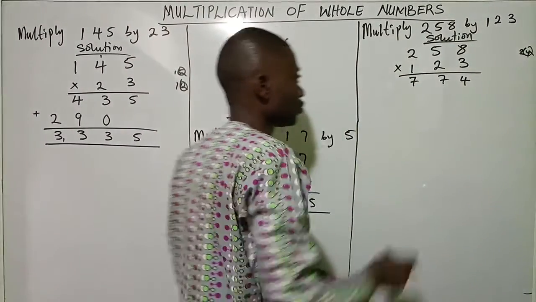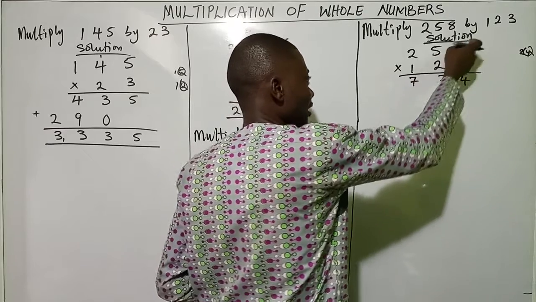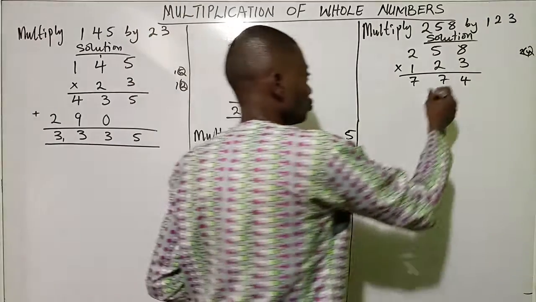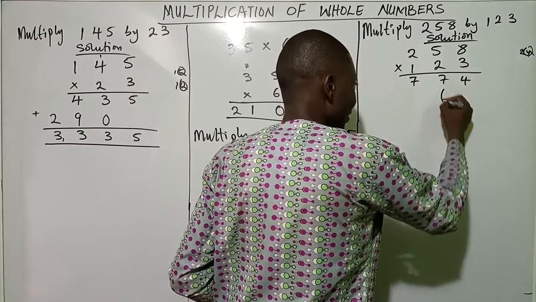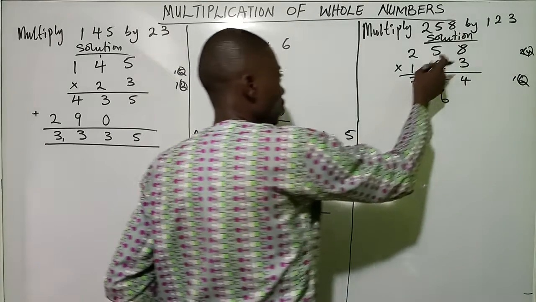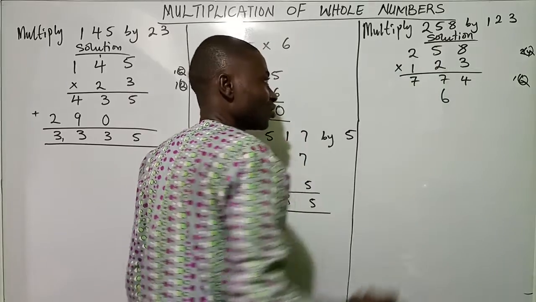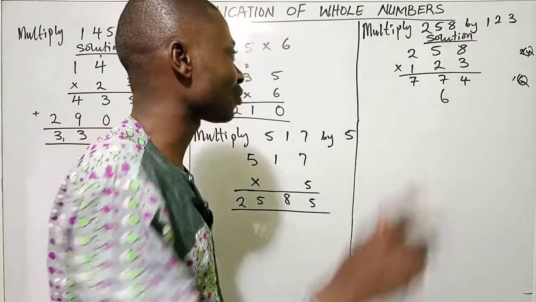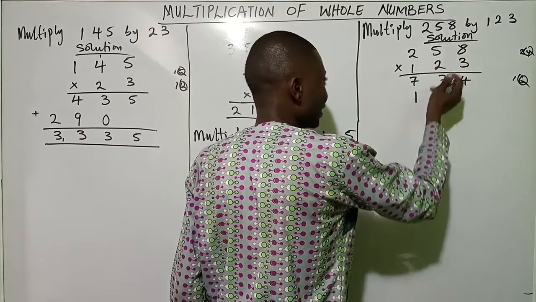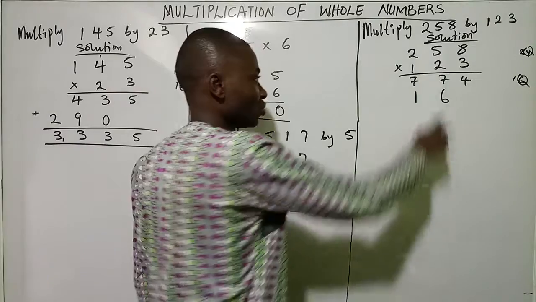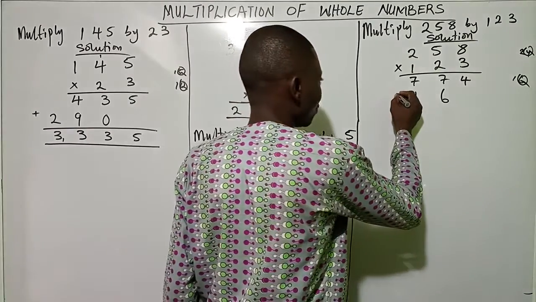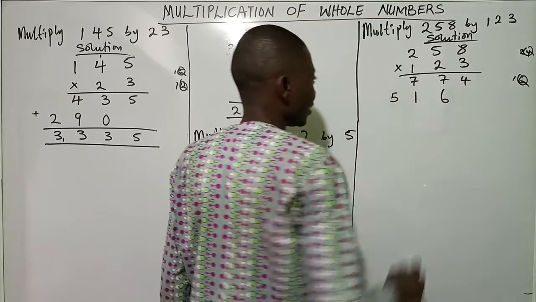So the next one I'm going to do now, I'm going to use 2. 2 times 8 is 16. So we'll drop the 6 here, carry 1 forward. You write down 6, carry 1. Again, 2 times 5 is 10. 10 plus the 1 is 11. So I'll write down 1, carry 1 forward. 2 times 2 is 4. 4 plus 1 is 5. So I'll drop it out here like this.